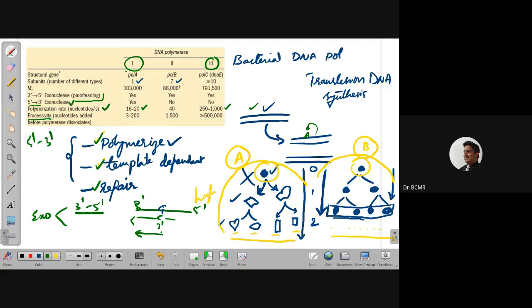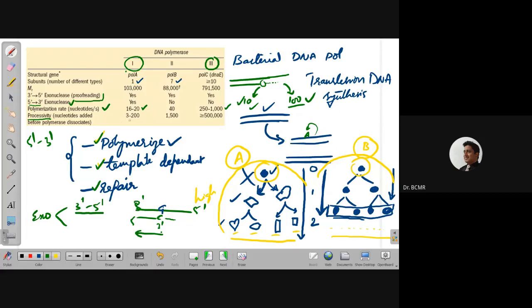And I hope you know what is processivity. That is the number of nucleotides added before polymerase dissociates from the DNA. Say this is the DNA, and DNA polymerase is adding. If this DNA polymerase falls off or dissociates from the primer junction template after adding 10 bases, whereas another DNA polymerase only dissociates after adding 100 bases, then the second one has higher processivity compared to the lower one.